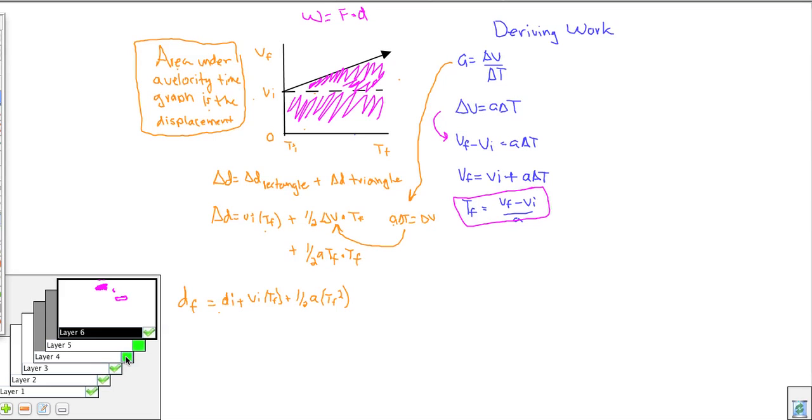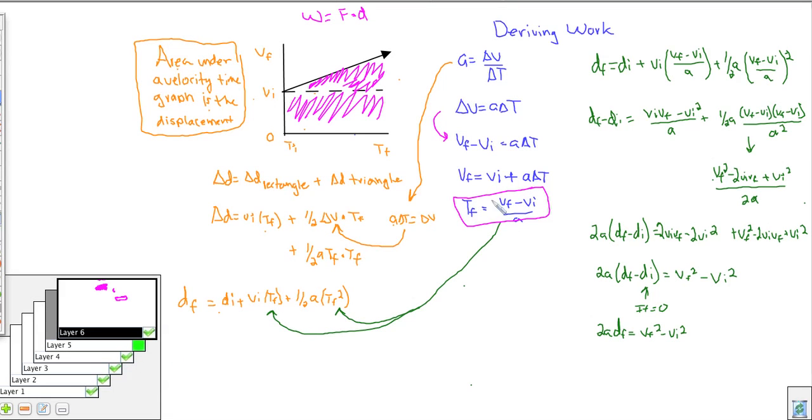Well, then where do we go from there? Here's what we're going to do. We're going to take what time final equals, which is the change in velocity divided by the acceleration, and insert that for the time final. Anytime we see time final, we're going to throw that in, because we're going to get rid of time and put velocity in there. You'll see where we're going in a little bit. If we throw that in, it changes all these time finals to be this, because that's what time final equals.